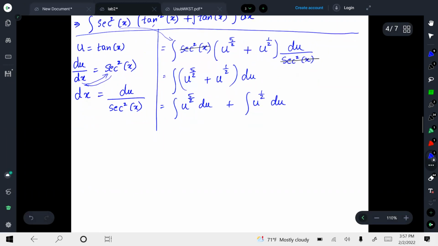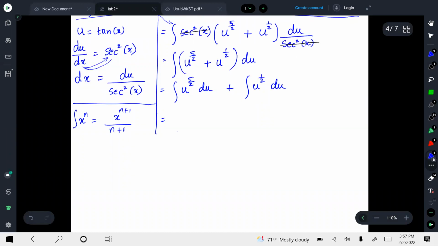Find the integral here. Remember you have a power rule: integration of x to the power of n is x to the power of n plus 1, divided by n plus 1. Now using the same formula here, you get u to the power of 7/2 times 2/7, plus u to the power of 3/2 times 2/3. Why did I get 2/3 here?